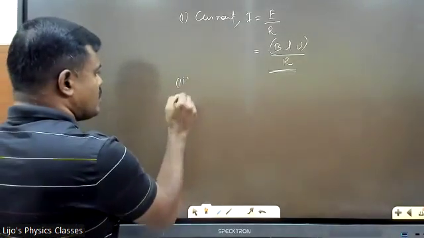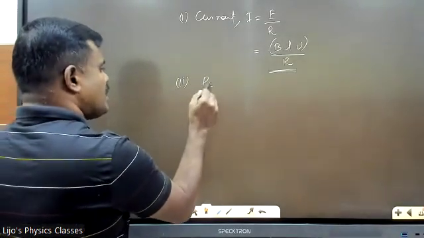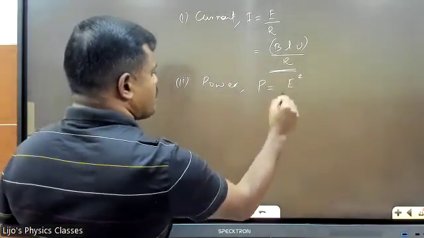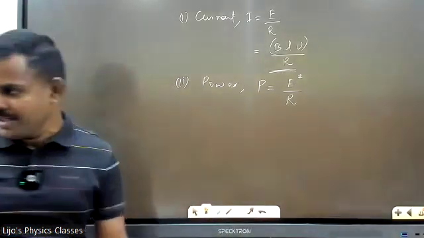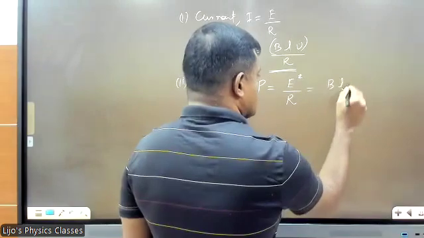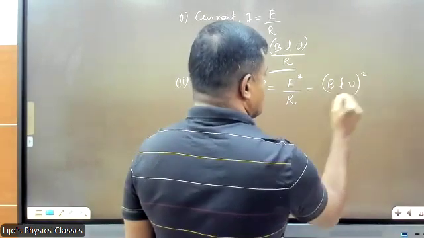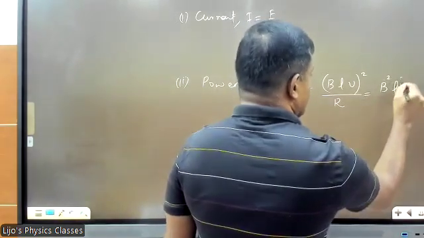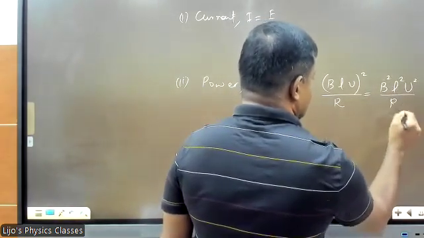Second part. They are asking you to find force. Instead, I find power first. What is the equation for power, Raji? E square divided by R, right? Power is equal to E square by R. What is E? BLV, the whole square by R. That is equal to B square L square V square by R.